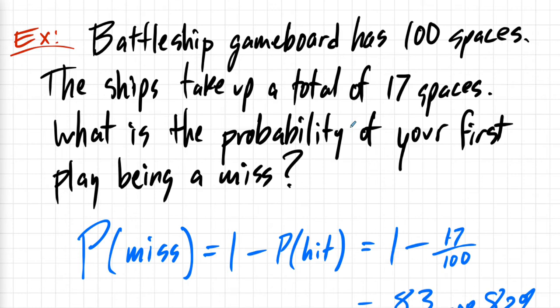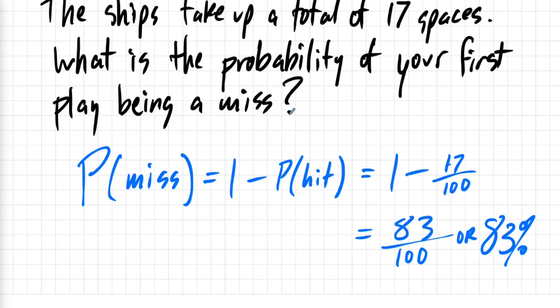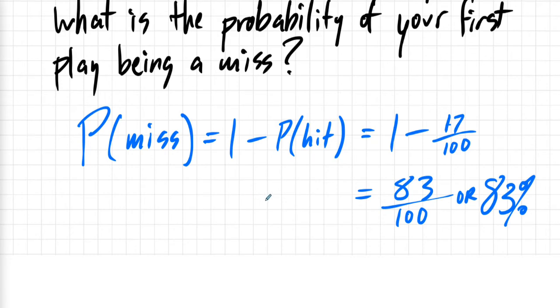What's the probability your first guess is a miss? Which is actually most of the time. It's very rare that your first guess is a hit. So we know that 17 of the 100 spaces would be a hit. We could take 1, or 100% if we did it as a percentage, minus the chances of hitting a ship. So 17 out of 100 is hitting a ship, which means 83 out of 100 would be missing the ship.